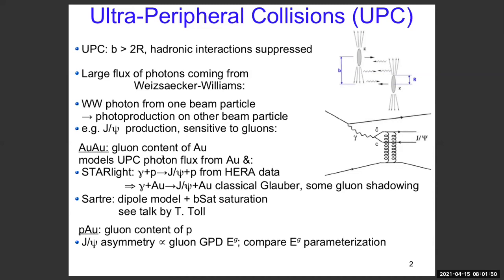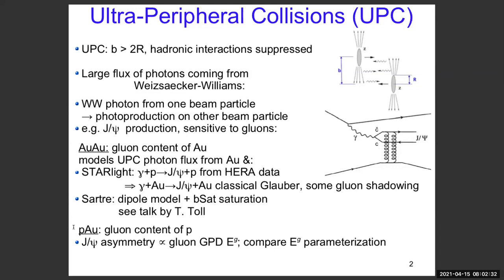So yes, the gluon content of gold is probed, and we'll compare to a couple of models that are available for UPC, which incorporate the photon flux from the beam particles, and then the production on gold. STARlight is the industry standard for UPCs. It takes photoproduction on proton data from HERA and extends it to nuclei with the classical Glauber model. And it accounts for some gluon shadowing, not all, and we will see some results in that. And then there's a model called Sartre, which is a dipole model with b-Sat saturation. I should point out there will be a talk later by Tobias Toll, one of the authors on some of these topics. So please see his talk later.